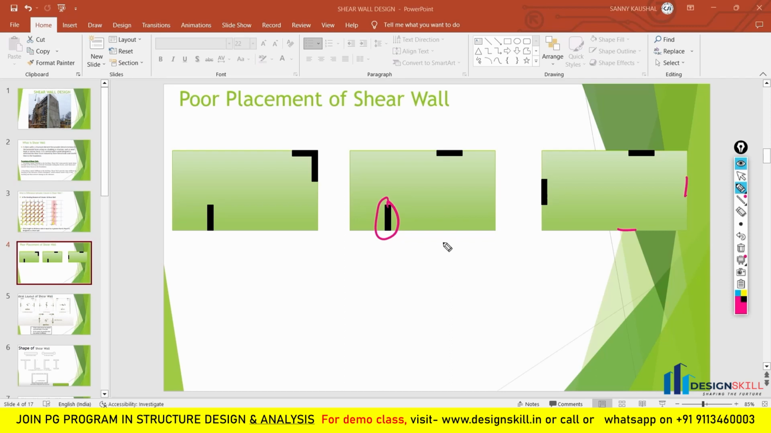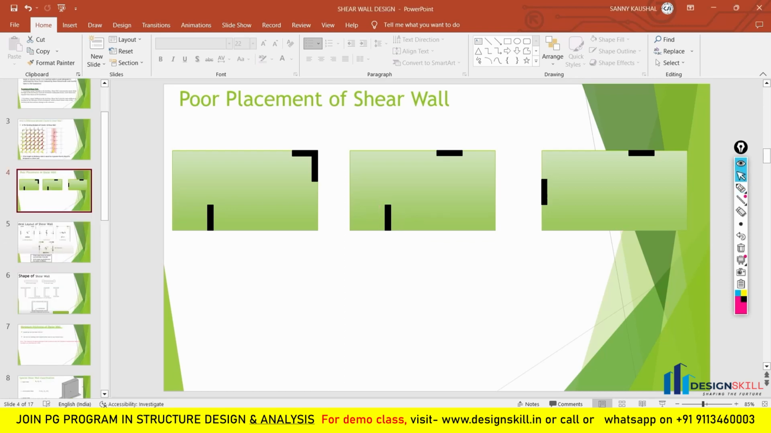That is the most important thing you have to look at: whether you have uniformly distributed the lateral stiffness in the building or not. This is the first thing you have to look at whenever you are going to put the shear wall in your building. So I will always recommend that you please distribute the lateral stiffness uniformly in your building. That is the first thing you have to do.